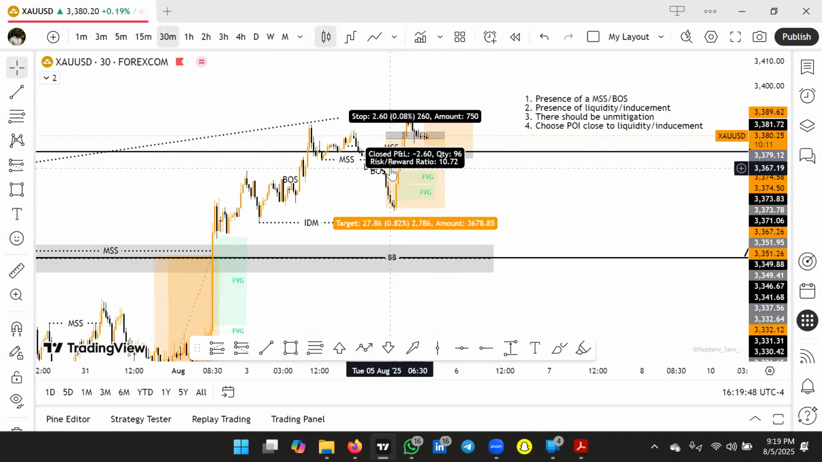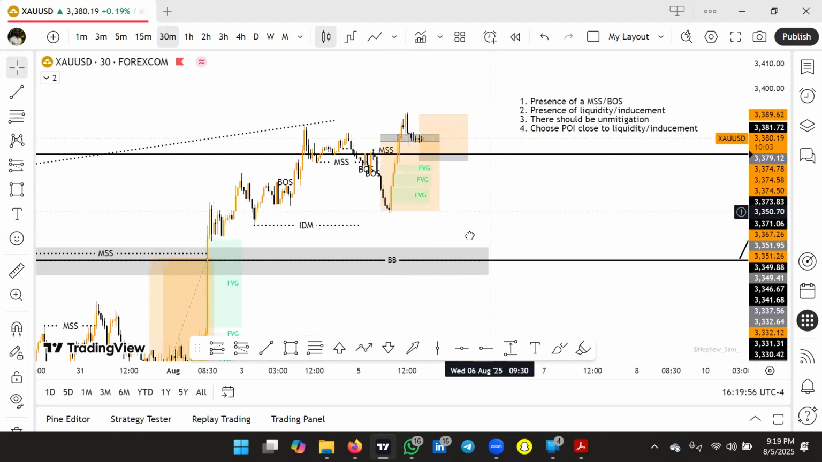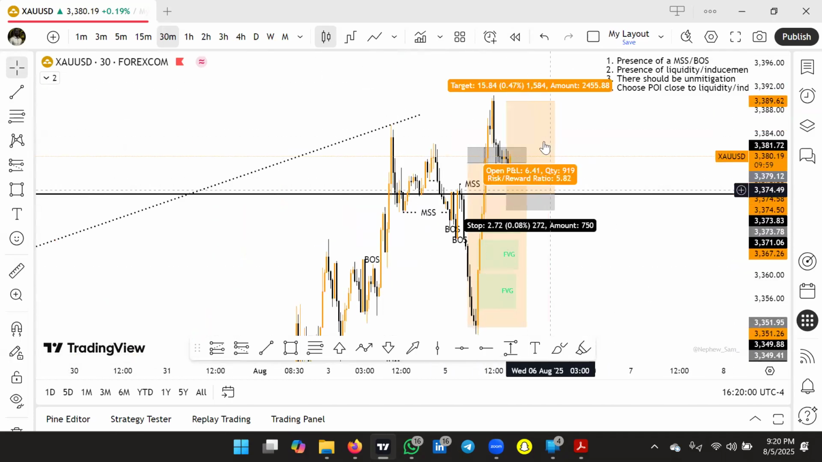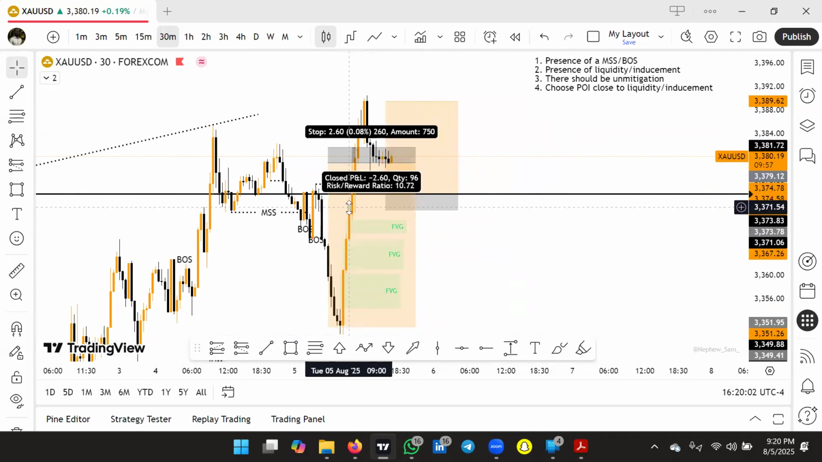Now I have the setup here, though I knew it was not going to hold. Why? Because the momentum was so strong. When you see that the momentum is so strong, I didn't mean this is going to hold. I knew it was not going to hold. And again, there was news. But I've already done my calculation. I wasn't risking too much. I was okay with what I was risking, so I left the trade to run on its own.